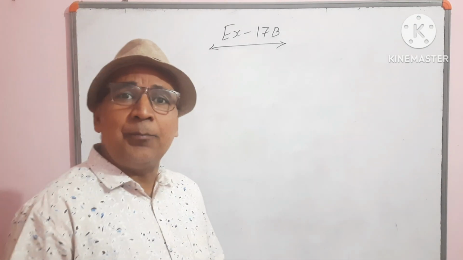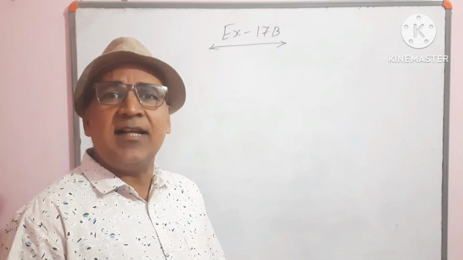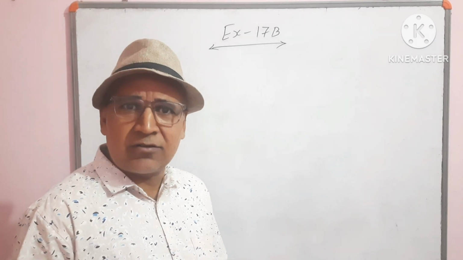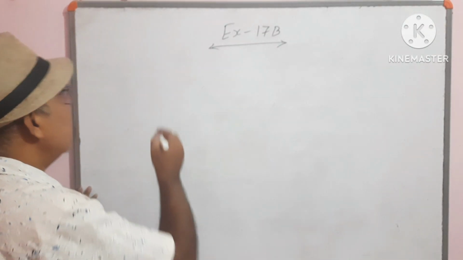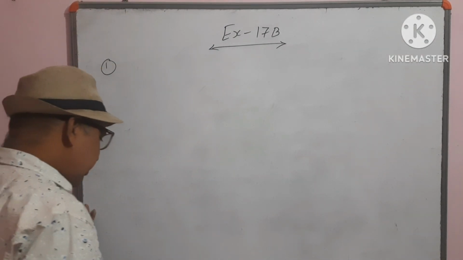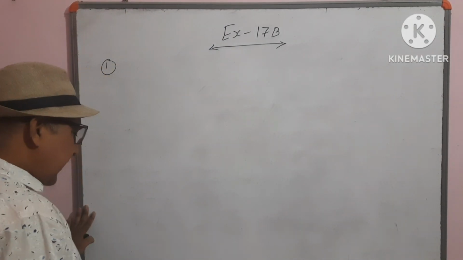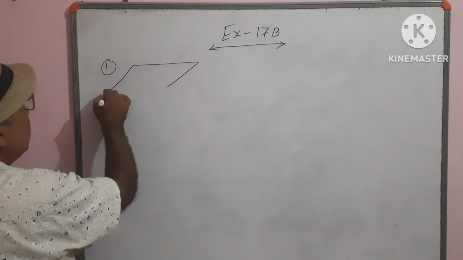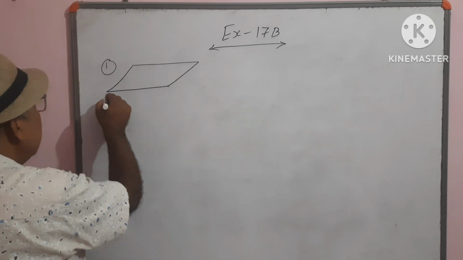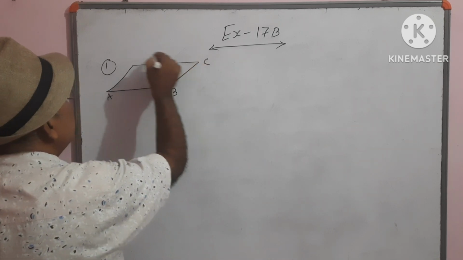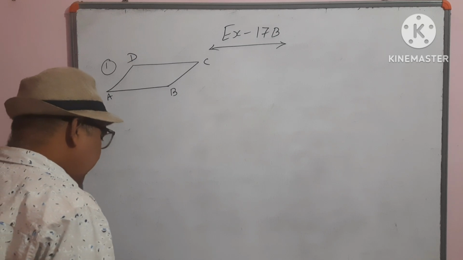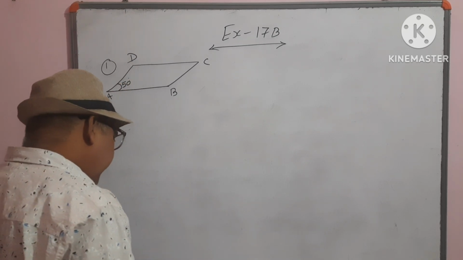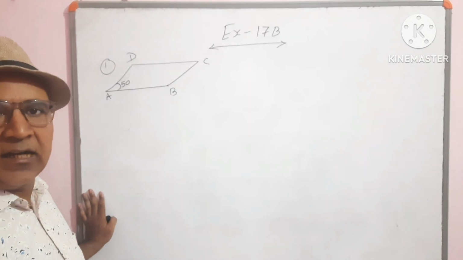I hope you all have completed exercise 17a, and I hope that you have learnt the properties of quadrilaterals also. Okay? So see question number 1. In question number 1 it is given that in the adjoining figure ABCD is a parallelogram in which angle A is 50 degrees, then we have to find all the remaining angles.